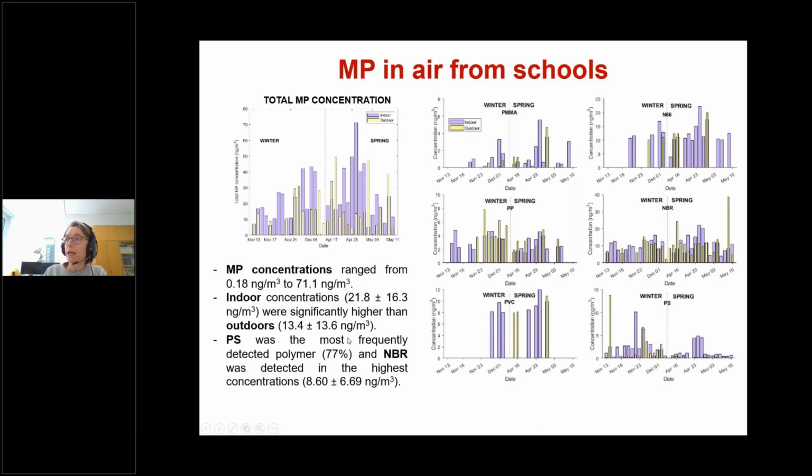And we can also identify in these graphs here on the right, the different polymers that behave in a different way in the different periods of the year, and also depending if it is indoor or outdoor. And this is very much related to the polymer and the sources. For instance, polystyrene is more related to textiles. So in winter, indoors, the concentrations are higher than outdoors.